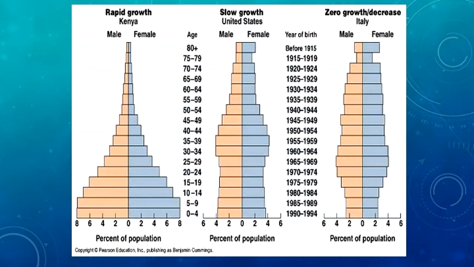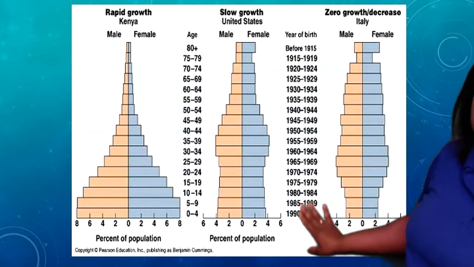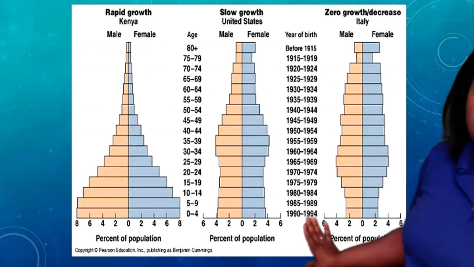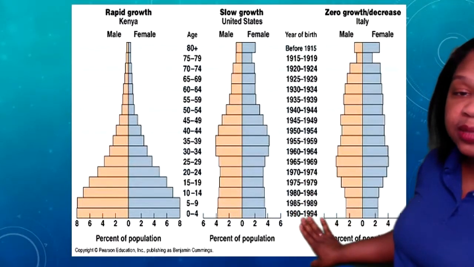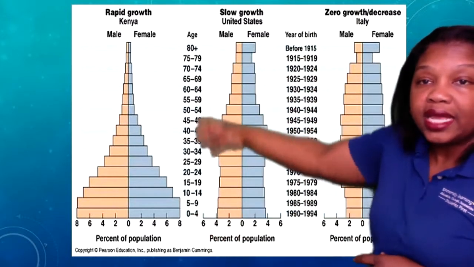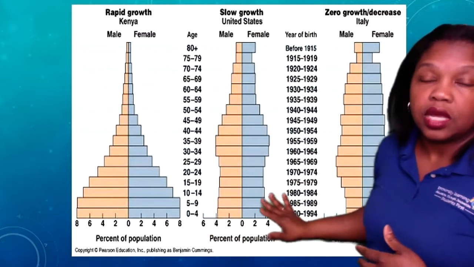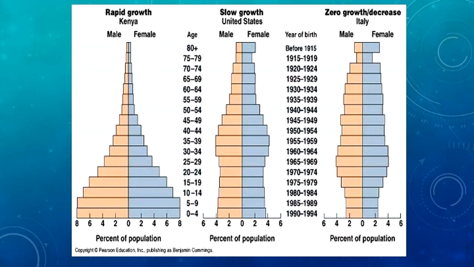So look at this, guys. What is this telling you? These are the years of birth. The last person born here was in 1994. That's the last birth that we're looking at here, so that's why they're babies. This was taken sometime after 1994. But what does this tell you? Around 1994, look at Kenya. How many older people were alive around then?